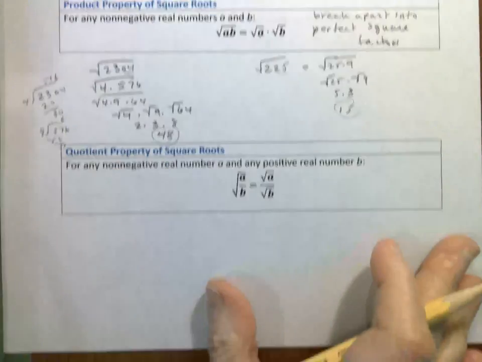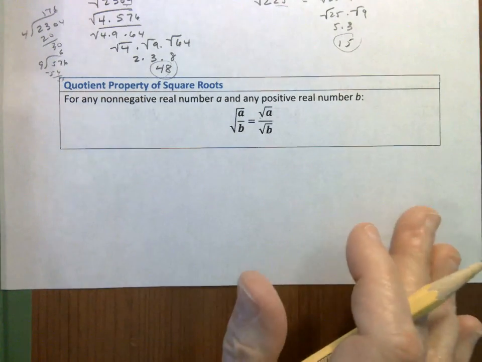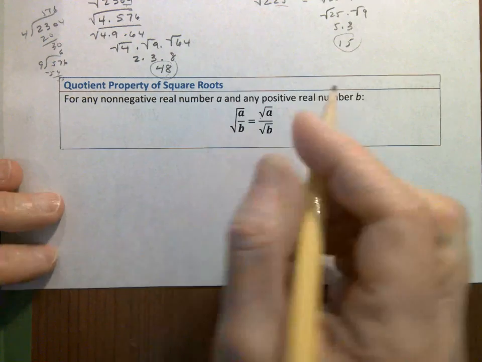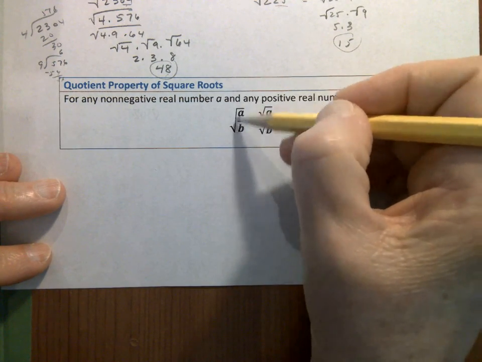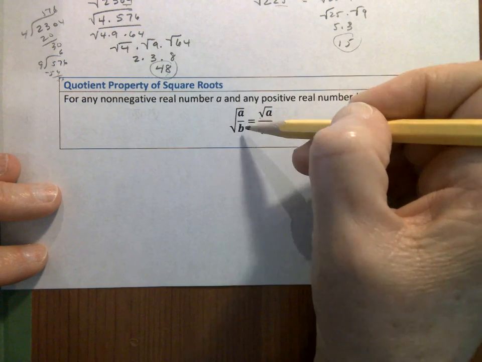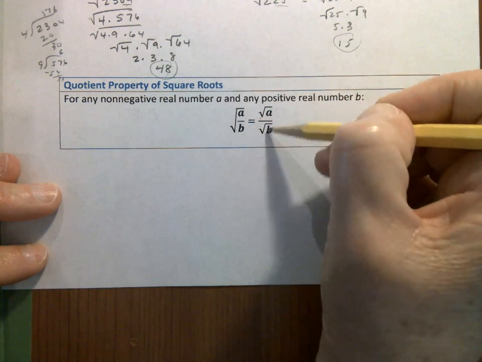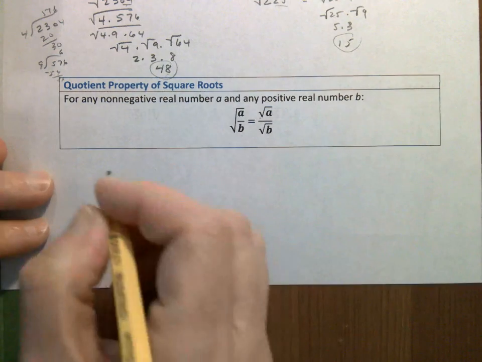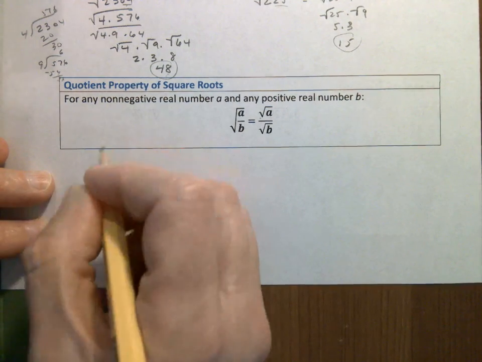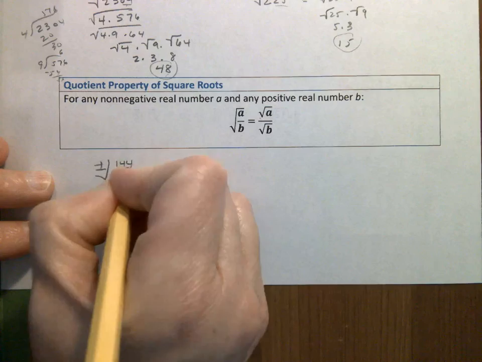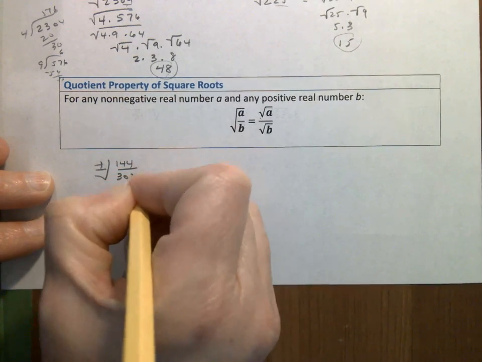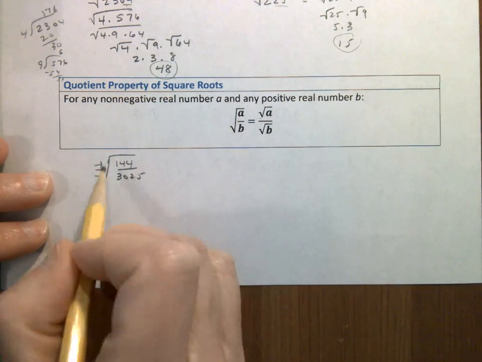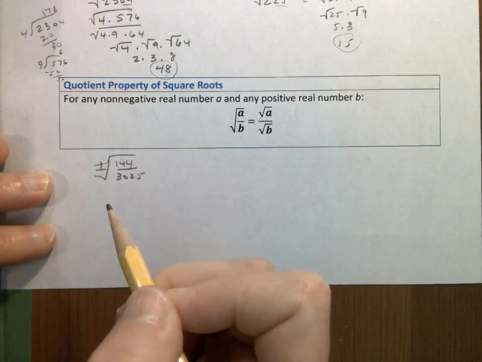Okay. Another property is the quotient property of square roots, and that basically says that if you have a fraction or a division, because this represents division, you can break it apart just like this, or you can put it together just like that. So let's look at some examples. So here I have plus or minus. That tells me that I want both the positive and negative factors. So I'm not going to worry about that until I get to the very end, and I'm just going to make sure that my answer has plus or minus in front of it.